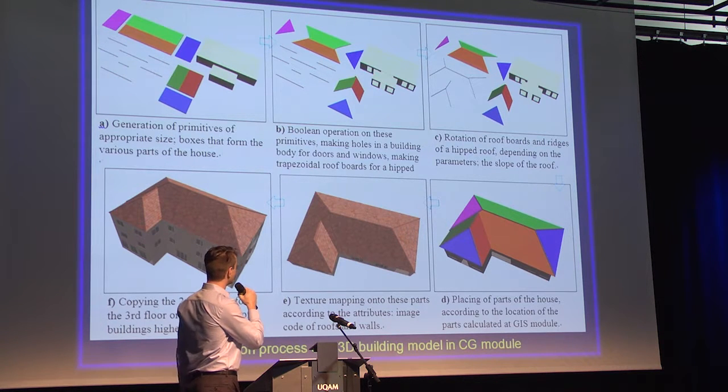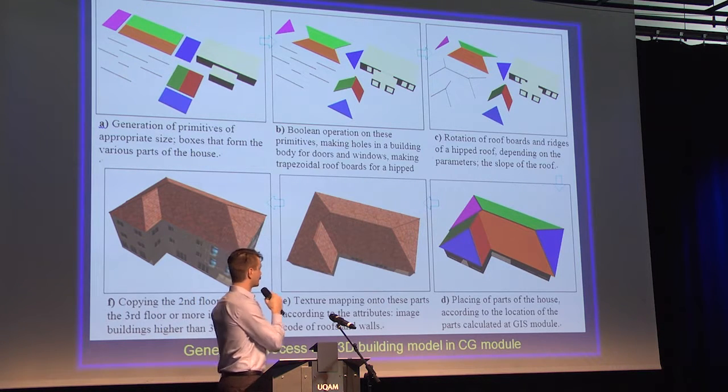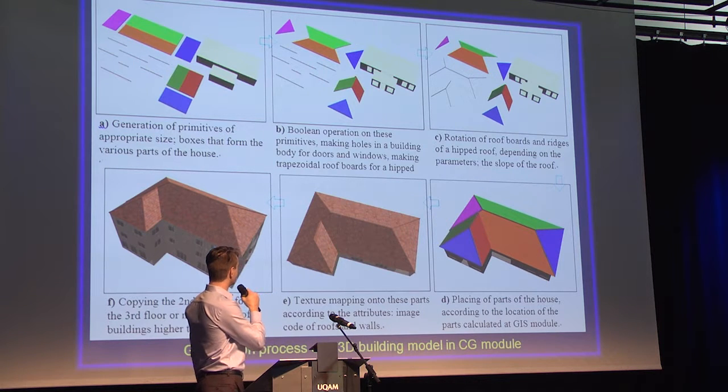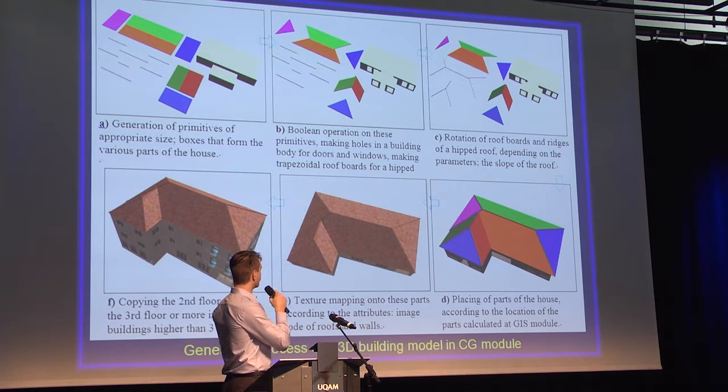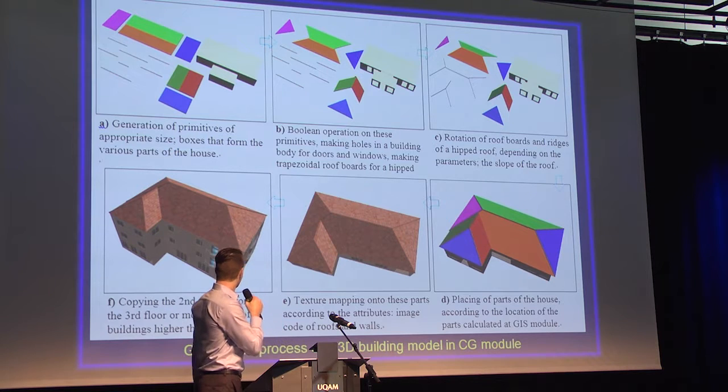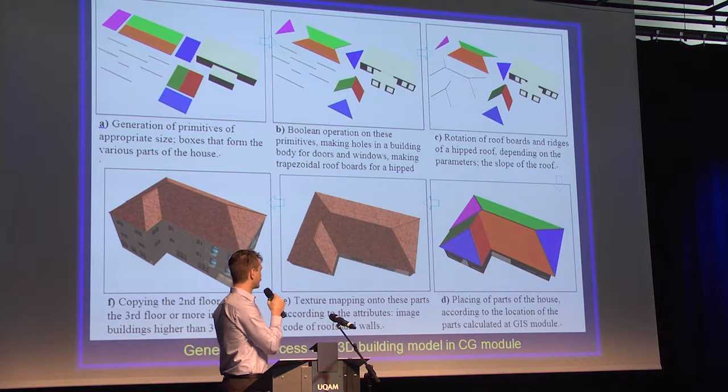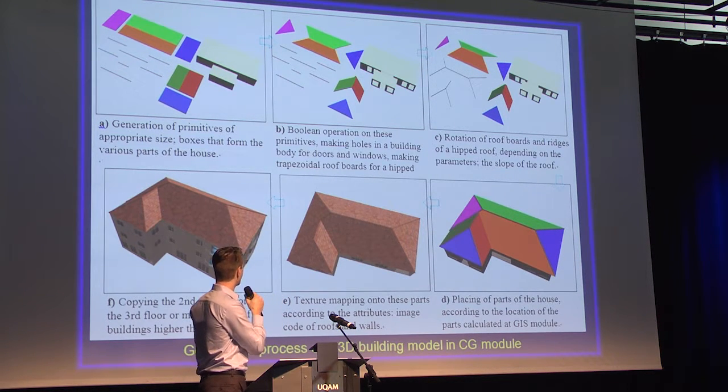So in the CG module, primitives are generated based on the quadrilaterals that have been extracted from the GIS module. Boolean operations are used, making holes in the building body for doors and windows. The rotated ridges of the hipped roof depend on parameters on the slope of the roof. And then the parts of the house are placed according to the location of the parts calculated with the GIS module. Texture mapping is then applied, and the second floor is copied to form the third floor or more in case of buildings higher than 3 stories.